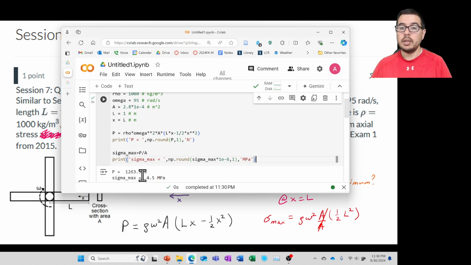Great. Our P changed and it's higher. A lot of variables changed, so it's not necessarily apples to apples, but we do expect that the P, the internal force, is going to be higher at x equals L at the middle than, say, at halfway along the blade. And we've been able to calculate stress just by dividing that P by the cross-sectional area. And we get 4.5 megapascals.